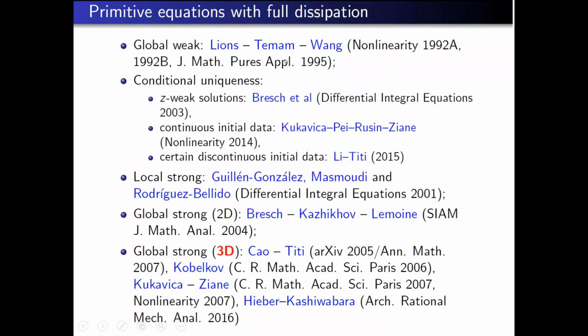As I said, Lions, Temam, and Wang gave basically the derivation and global weak solutions, exactly like Navier-Stokes. There are some conditions called Z-weak solutions, which were introduced also in earlier work. Then the continuous initial data case was done by Kukavica and Pan. This was after our work. Then for certain discontinuous initial data, the result for strong solutions has been done also.